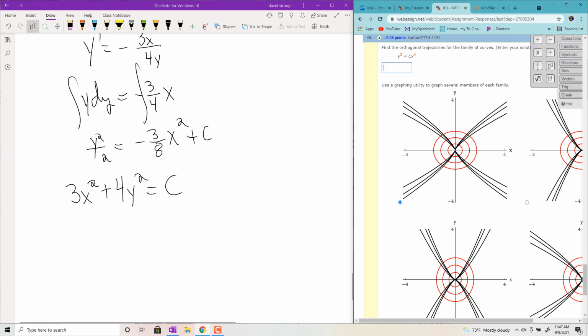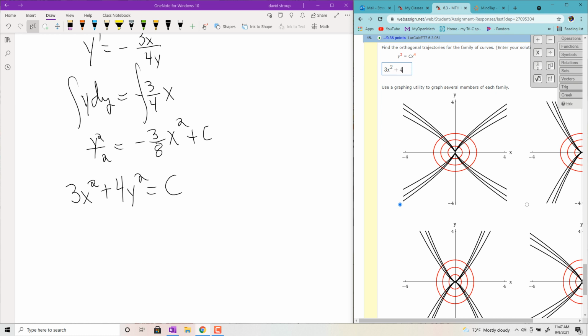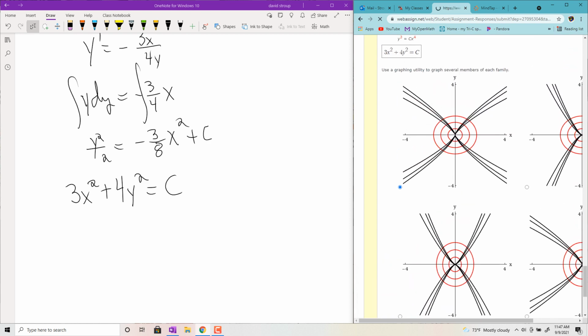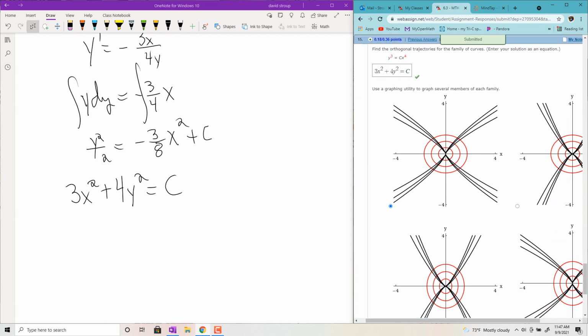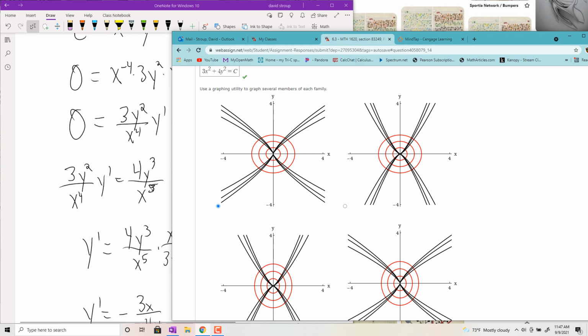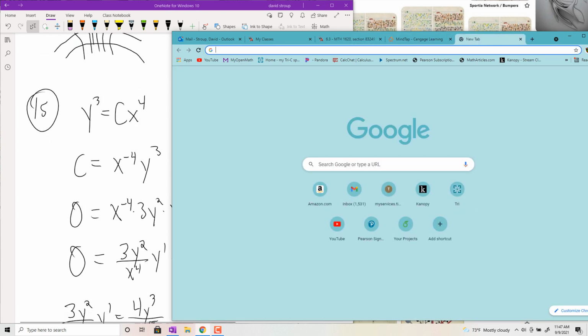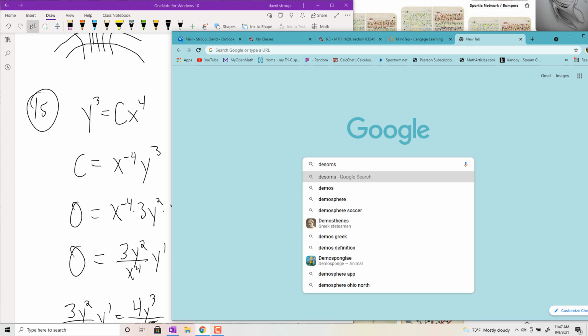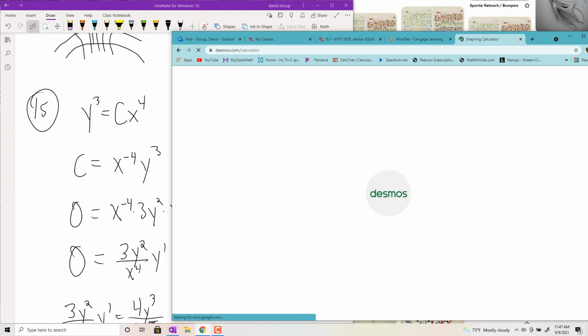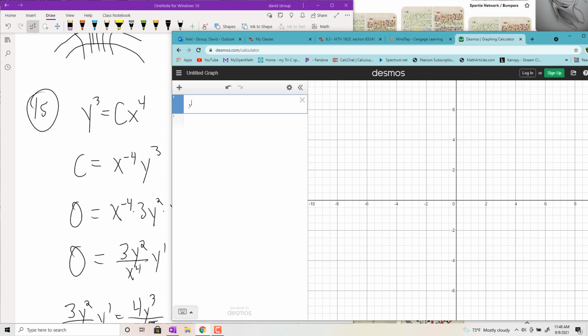Let's make sure that works before we get all carried away. 3x squared plus 4y squared equals big C. And let's just see if it works. Yeah, that's right. Okay, and then for the graph, you know it's going to be some circles. The only question is that original y cubed equals x to the fourth. So go to Desmos. How about Desmos? And then just go y cubed and put in some random numbers for C.